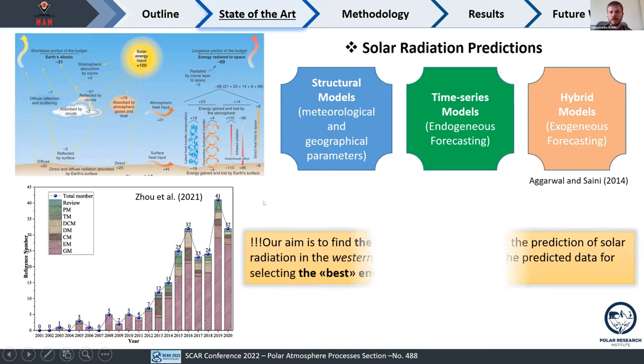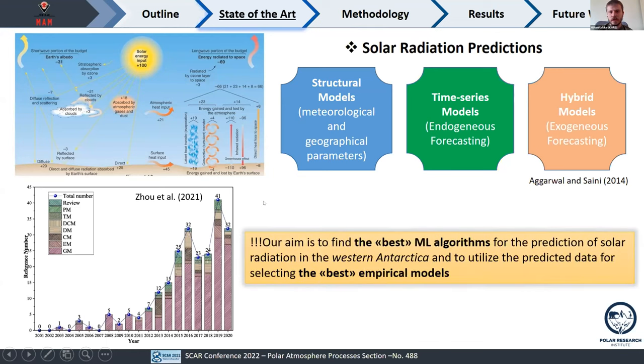Therefore, in our ongoing project, we are trying to find the so-called best machine learning algorithms, specifically for Western Antarctic conditions. We currently have only one meteorological station in our research camp area, but we are trying to increase our collaboration with the surrounding stations to increase our data set in terms of both spatial and temporal resolution.